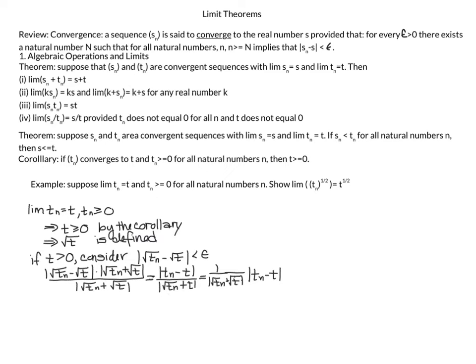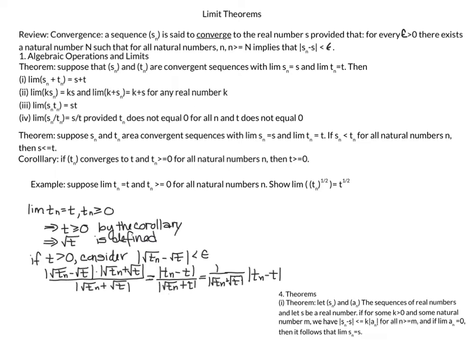And now I'm going to look at my definition of convergence, and at what condition I need to satisfy. That's that the absolute value of the sequence minus the limit is less than epsilon. So here my sequence is square root of Tn, and my limit is square root of T. So the absolute value of my sequence minus my limit is less than epsilon. Here I'm working with the left-hand side of the inequality, and I get it to this form through algebra, and you can take a quick look at that.